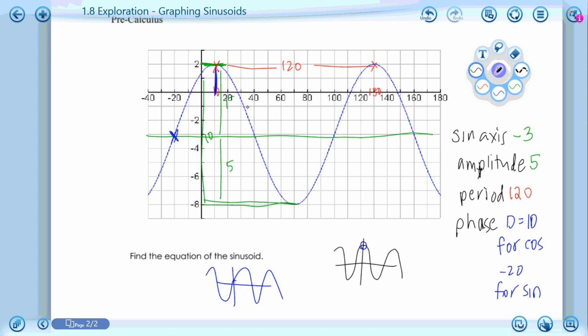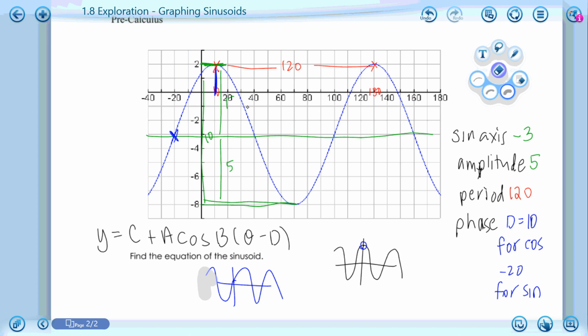Let's start with the general parent equation. Y equals c plus a sine, or cosine. Actually, we decided we were going to do cosine, b times the quantity theta minus d. Now, 3 of those 4 letters I can just fill in directly from the observations that I've made here. I'm going to go ahead and erase this sine graph, so I have a little bit of room down here. C, A, and D, I'm just going to go ahead and fill in.